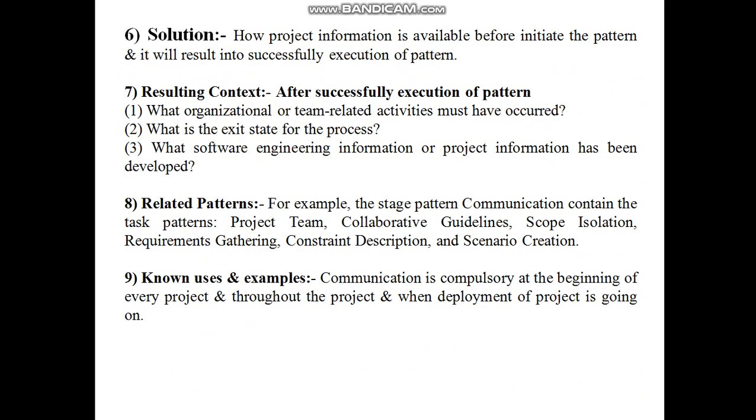After successful execution of pattern, these are the questions, right? What organization or team related activity must occur? What is the exit state of the process? What software engineering information or project information has been developed?